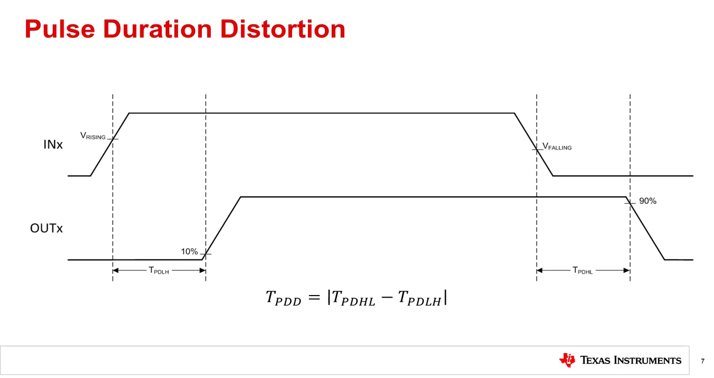Pulse duration distortion, or pulse width distortion in many datasheets, is defined by measuring the propagation delay from both low to high and high to low, and calculating the absolute difference between them. Because this parameter is defined by absolute difference, a positive value could be interpreted as either the maximum duration added to a pulse, or the maximum duration truncated from a pulse. Some manufacturers also specify this parameter without an absolute difference to distinguish between pulse extension and pulse truncation. Be sure to carefully examine component datasheets to confirm which definition is used.